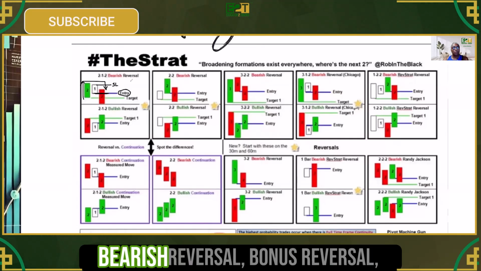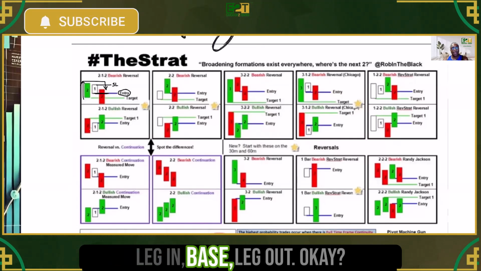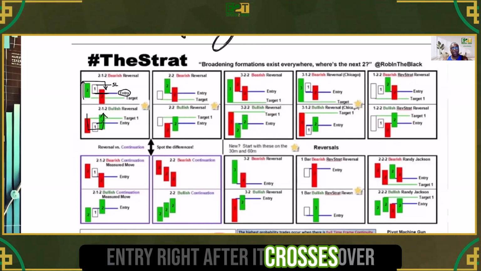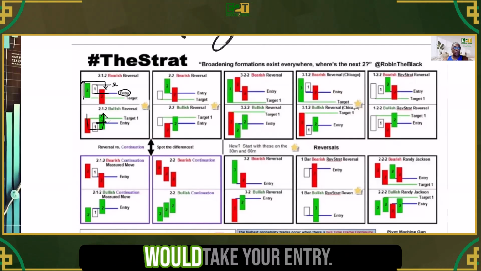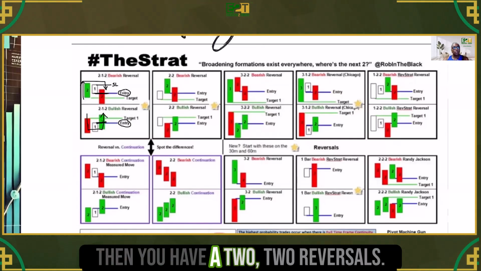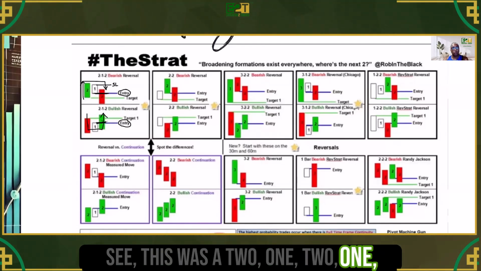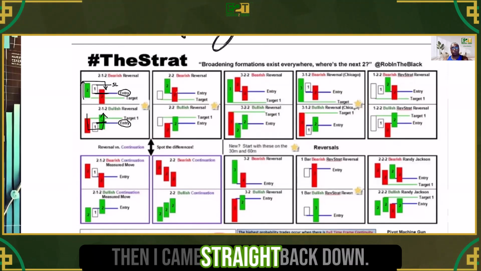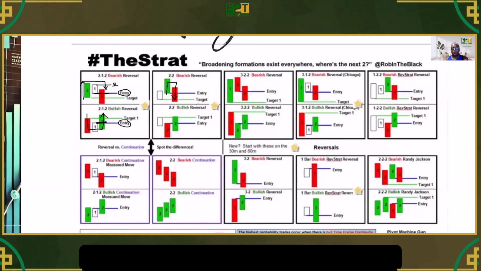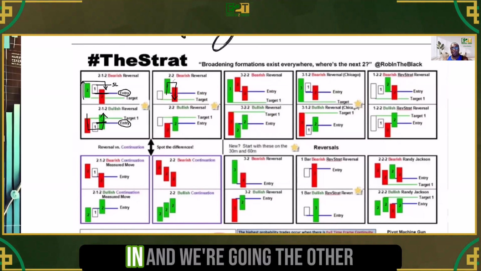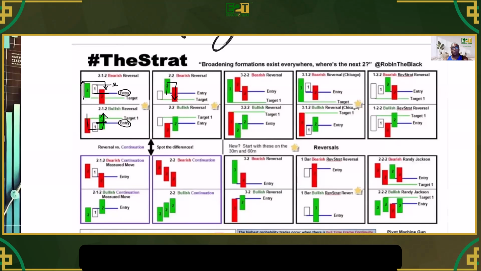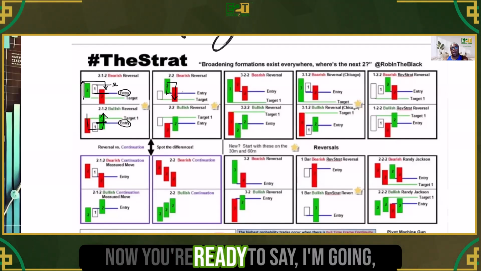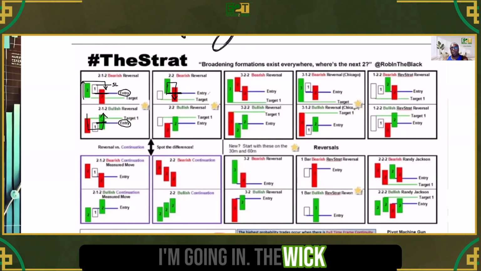But reversals, bearish reversal, bullish reversal, leg in, base, leg out. Okay, just the same thing, but you take entry right after it crosses over that 1 candle. That's where you would take your entry. Then you have a 2-2 reversal. See, this was a 2-1-2 reversal, right? You can also have a 2-2 where I went up and then I came straight back down. There's no base there. You just leg in and we're going the other way, right? So you went up. Once you cross back beyond that candle, now you're ready to say, I'm going in.